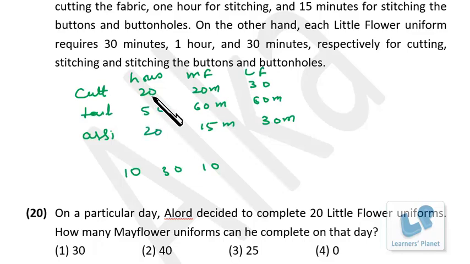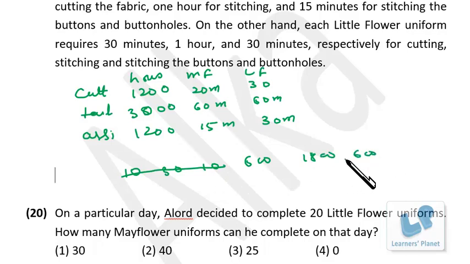Okay, so precisely it is 20 hours, that means 1200 minutes. This is 50 into 60, that is 3000 minutes, and this is 20 into 60, once again 1200 minutes. Okay, so the problem will become easy for you and the calculation will be done faster. Now we are left with 600 minutes, then 1800 minutes, and then 600 minutes. Okay, so Little Flower work is completed.